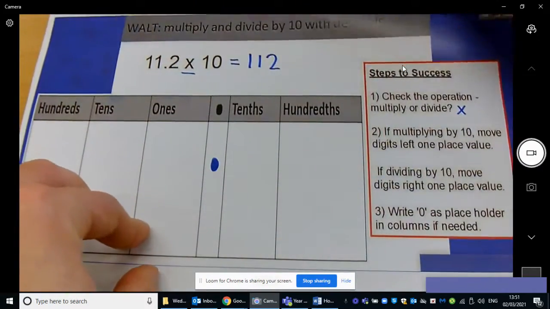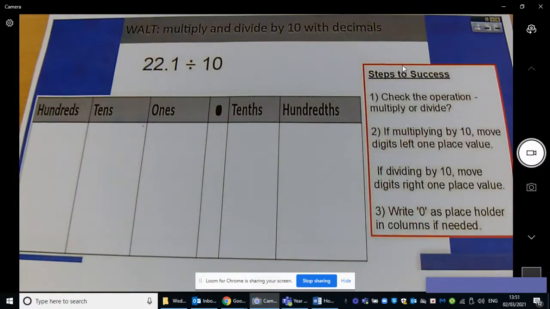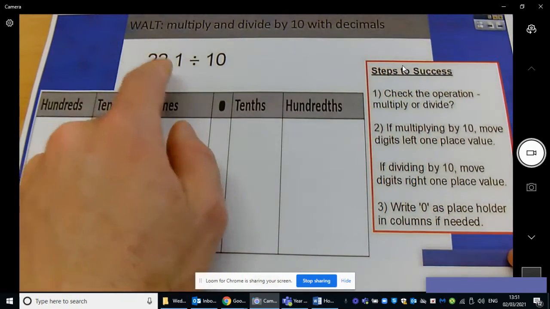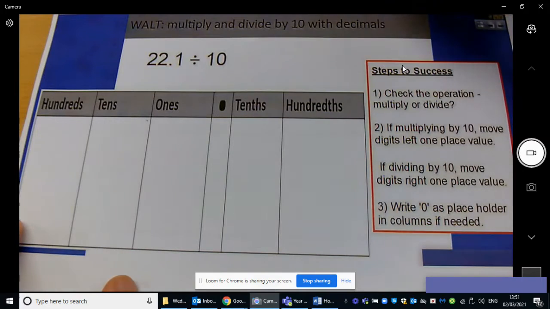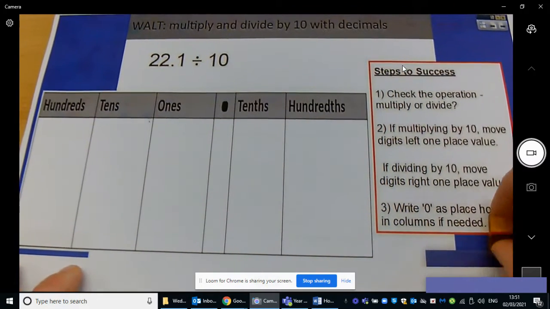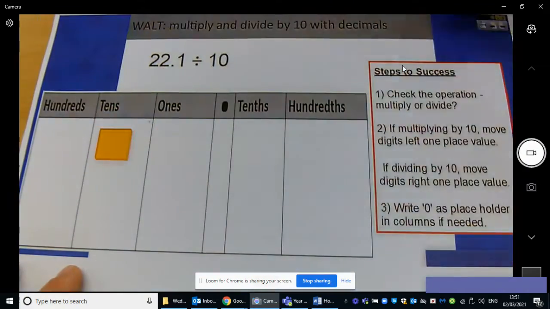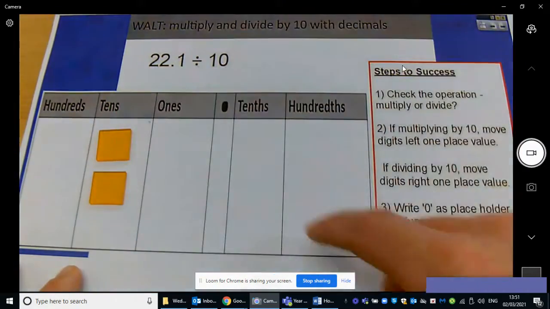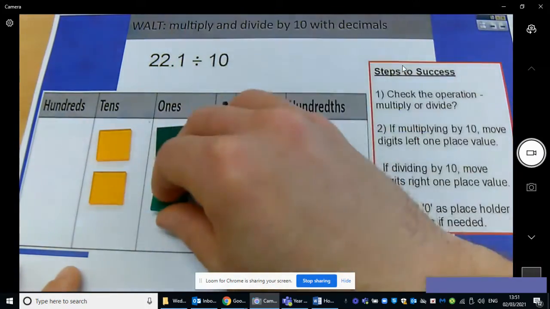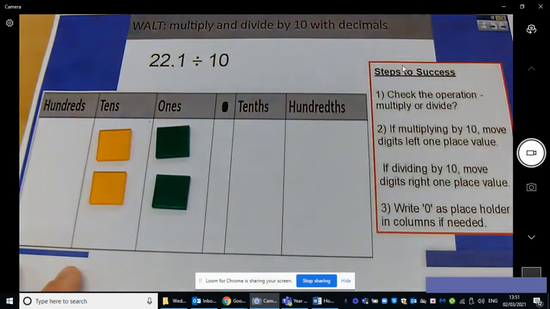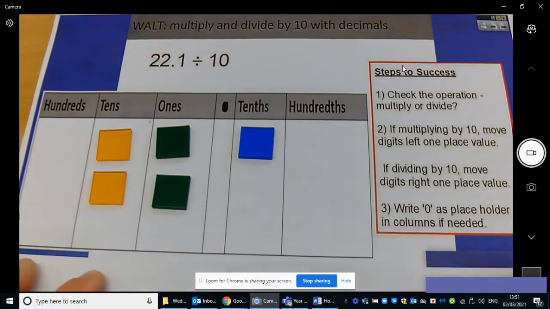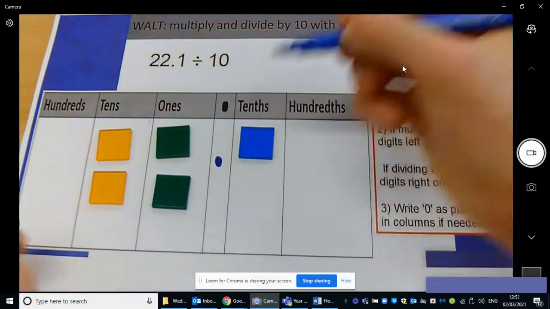So let's give another one of those a go. So this time, the number that we're going to be using is 22.1. So let's quickly put that on our chart. So again, there aren't any hundreds there. There are 2 tens in 22.1. There are 2 ones. And there is 1 tenth. And of course, our decimal point in there as well.